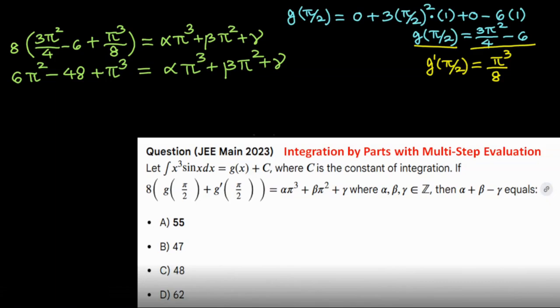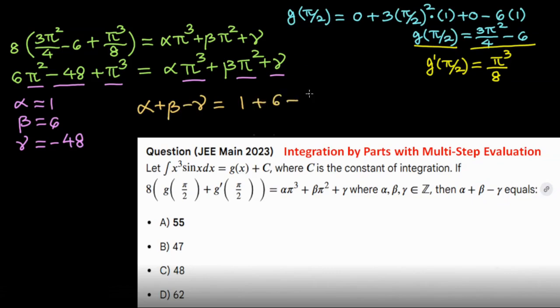Comparing the coefficients of pi cube, alpha is 1, coefficients of pi square, beta is 6, and gamma is minus 48. We have to find alpha plus beta minus gamma. That will be 1 plus 6 minus of minus 48, which is 48 plus 7, 55. Hence, the correct answer option here is A, 55.